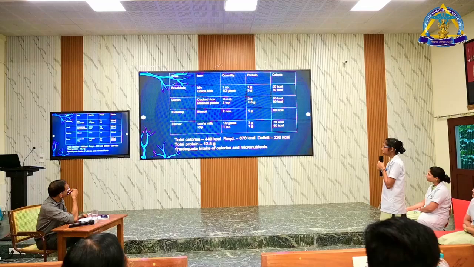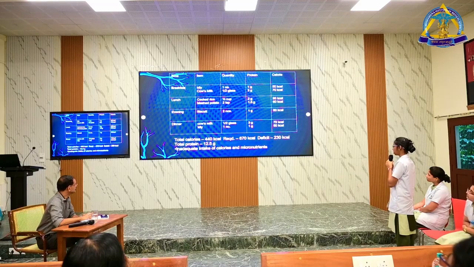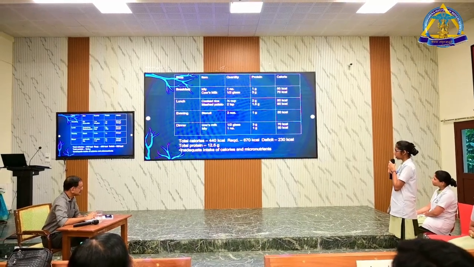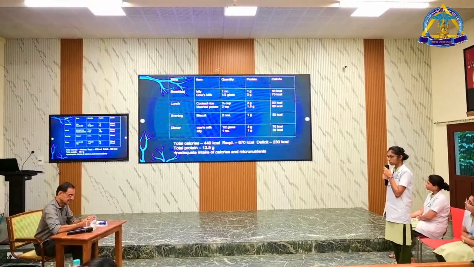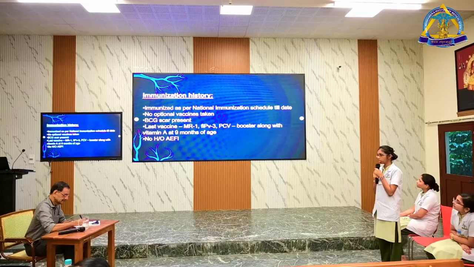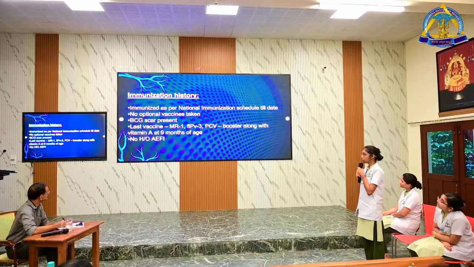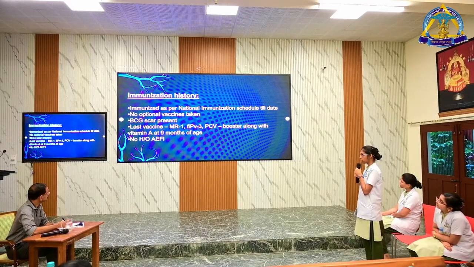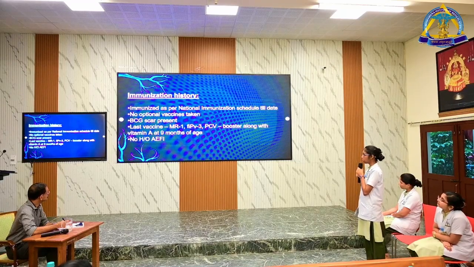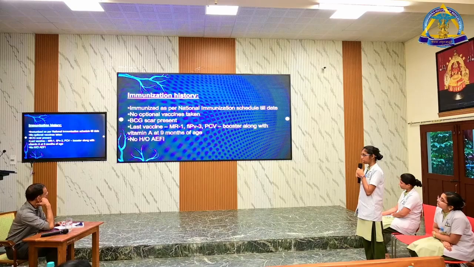The total calorie intake for the day is 440 kilocalories, and the deficit is 230 kilocalories. Total protein intake is 12.5 grams, and inadequate intake of calories and micronutrients are present. Immunization history. The baby is immunized as per the National Immunization Schedule. No optional vaccines were taken. BCG scar was present. Last vaccine was MR1, OPV3. PCV booster dose was taken along with vitamin A at 9 months of age. No history of adverse events following immunization.